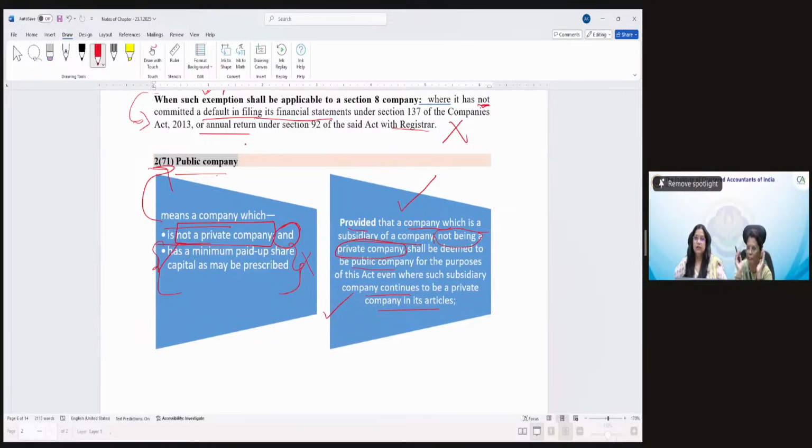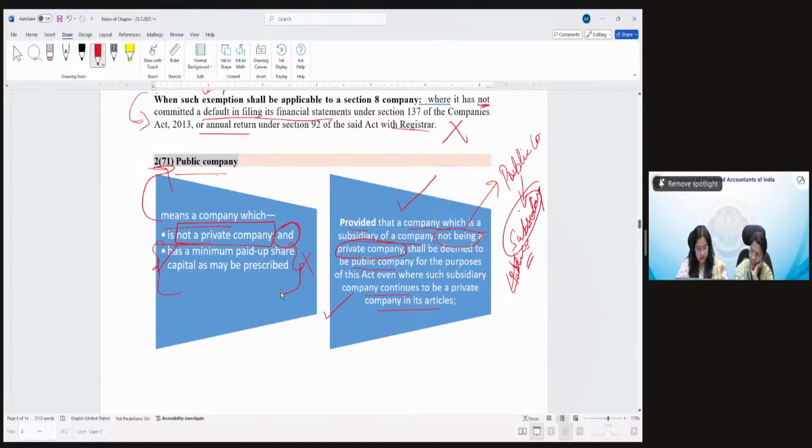This provision is very important. If we say it in simple terms, they are saying a subsidiary of a company not being a private company. What is not being a private company? That means a public company. In simple terms, it shall be deemed to be a public company. So this public company's subsidiary shall also be deemed to be a public company. This will have the status of a public company, whether it is a public company or not.